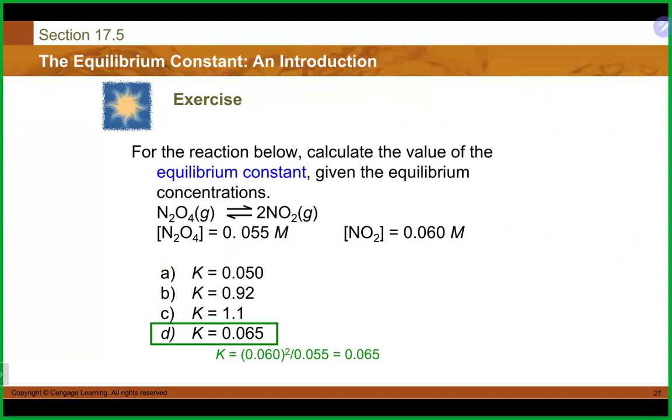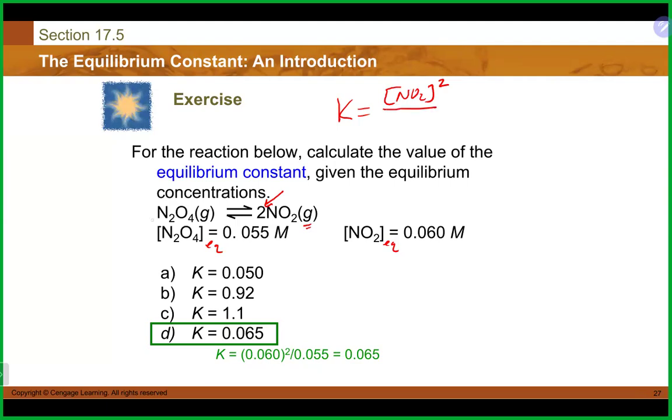So let's talk a little bit about how we would get there. If we wanted to calculate the actual value of the equilibrium constant, and we are given the equilibrium concentrations here, we would start with our expressions. So we would go to our formula here, our reaction, and it is the products, which is NO2. This is a gas, which would be included. We do need to take into account the coefficient there. So this is going to be NO2, and we're going to square it because of the coefficient.